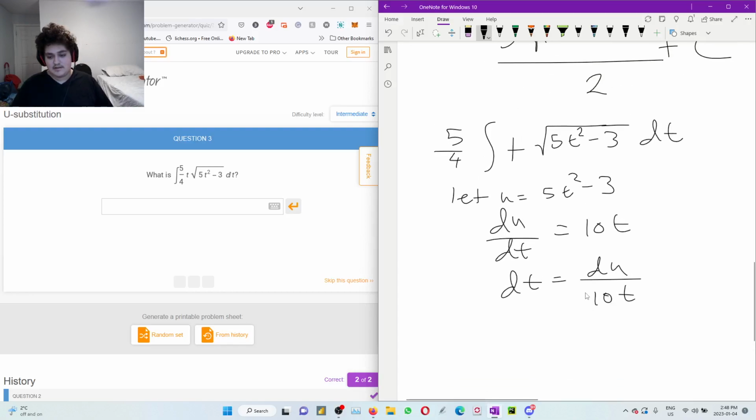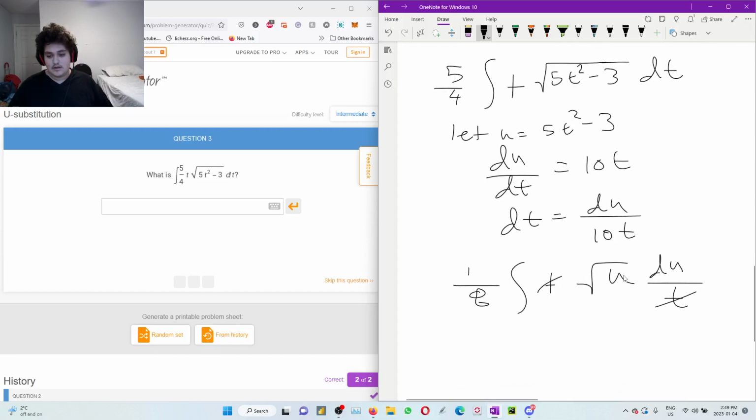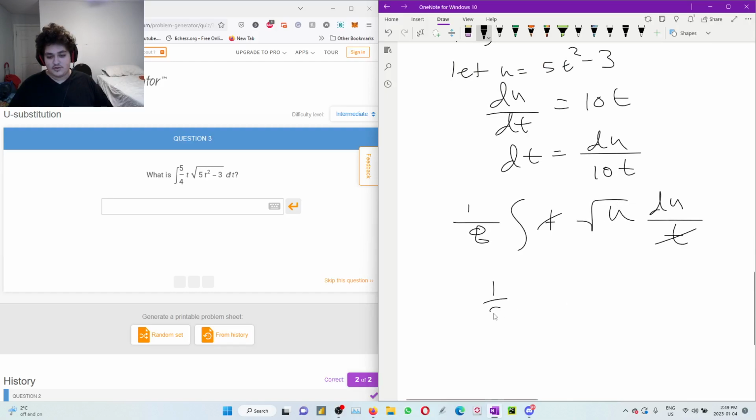So I'm going to take the 1 over 10 out. That's going to be 5 over 40. Divide both by 5, 1 over 8. And then you just have t root u du by t. These cancel. This is u to the 0.5, so we just add 1, that's 1.5, and divide by 1.5. Dividing by 1.5 is like dividing by 3 over 2, which is the same as multiplying by 2 over 3. So I'll write it like this. This becomes just this, so this is just 12, right? I'm going to put this power as 3 over 2 plus c, and that's our answer.